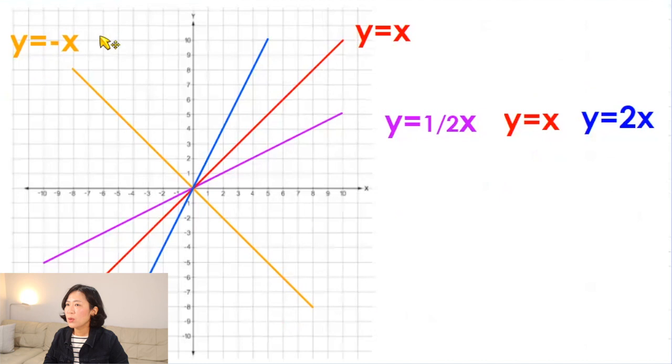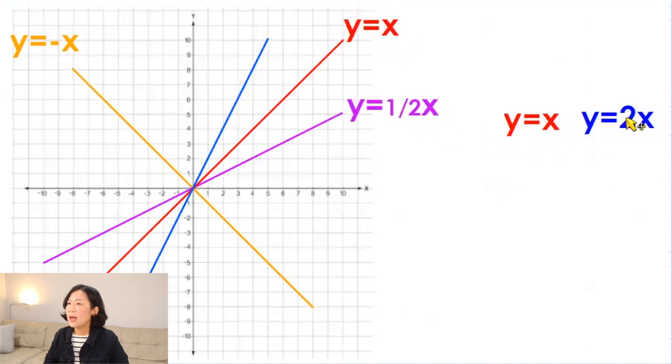Then these are all the graphs we drew in this lesson. So as you can see, what I want you to do is think about how they are linking together. What is the same and what is different? Focus on the numbers in front of x, then find out the relationship between them.